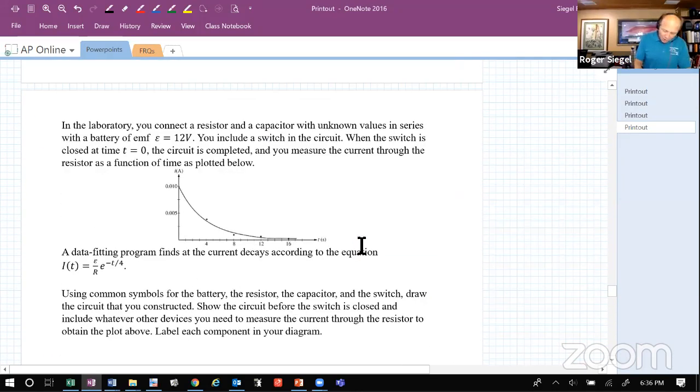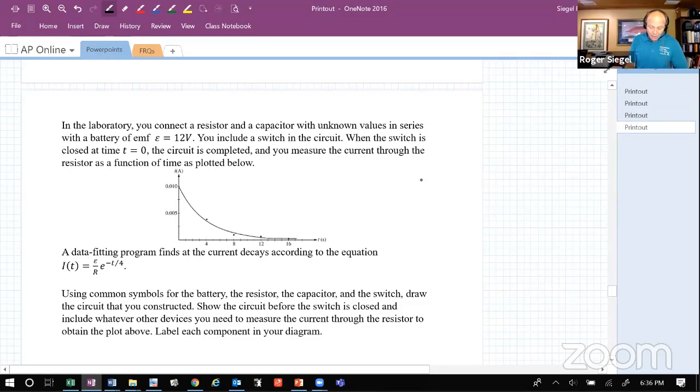AP practice. All right. So here's another good one, and again, a laboratory one. So this is a more, hopefully some realism here. In the lab, you connect a resistor and a capacitor with unknown values in series with a battery of EMF E equal to 12 volts. You include a switch in the circuit. When the switch is closed at time t equals 0, the circuit is completed, and you measure the current through the resistor as a function of time as plotted below.